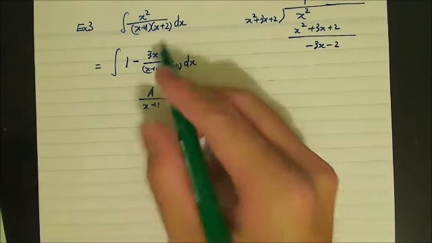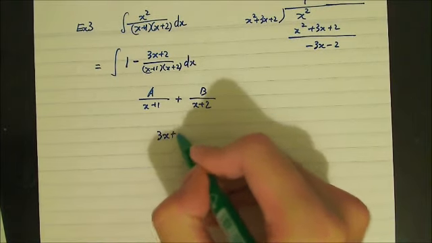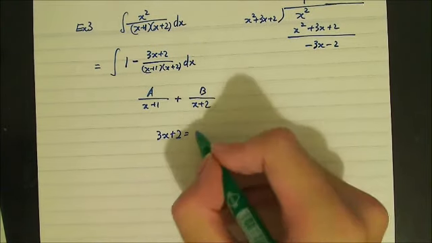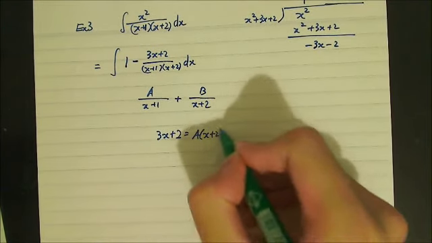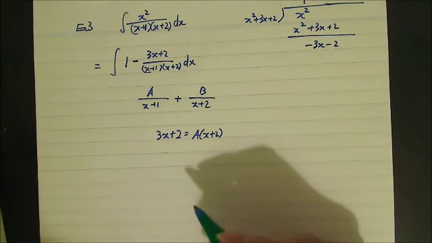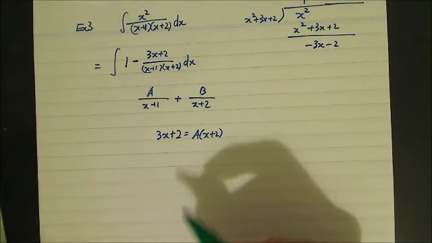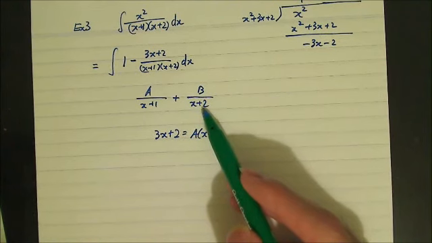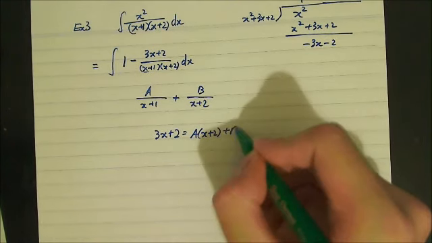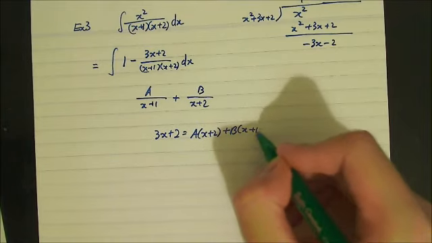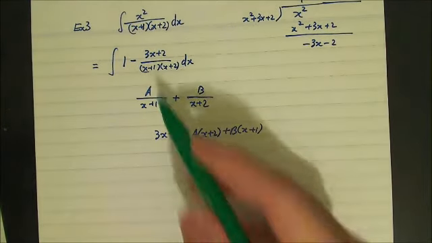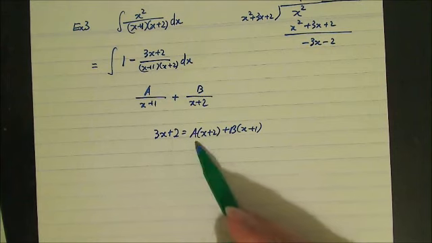Now, again, equating that with 3x plus 2, a times (x plus 2). People call this cross multiply, but cross multiply is only when we have equations. This is simply combining fractions. Just make sure you know that distinction. And b times (x plus 1). So we know that 3x plus 2 must equal all this.